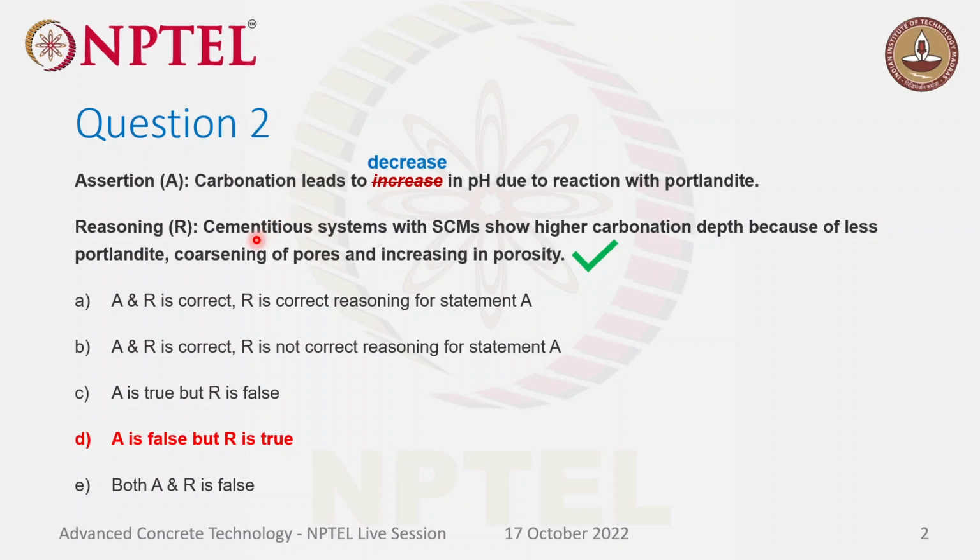And moving to reasoning, cementitious systems with SCMs have higher carbonation depth. Yes, that's true, because there is less availability of Portlandite: the reactive alumina and reactive silica from the SCMs react with the Portlandite to form additional CSH, and then there will be coarsening of pores as well, and an increase in the porosity. So the carbonation depth further increases with cementitious systems with SCMs. So option A is false and R is true.